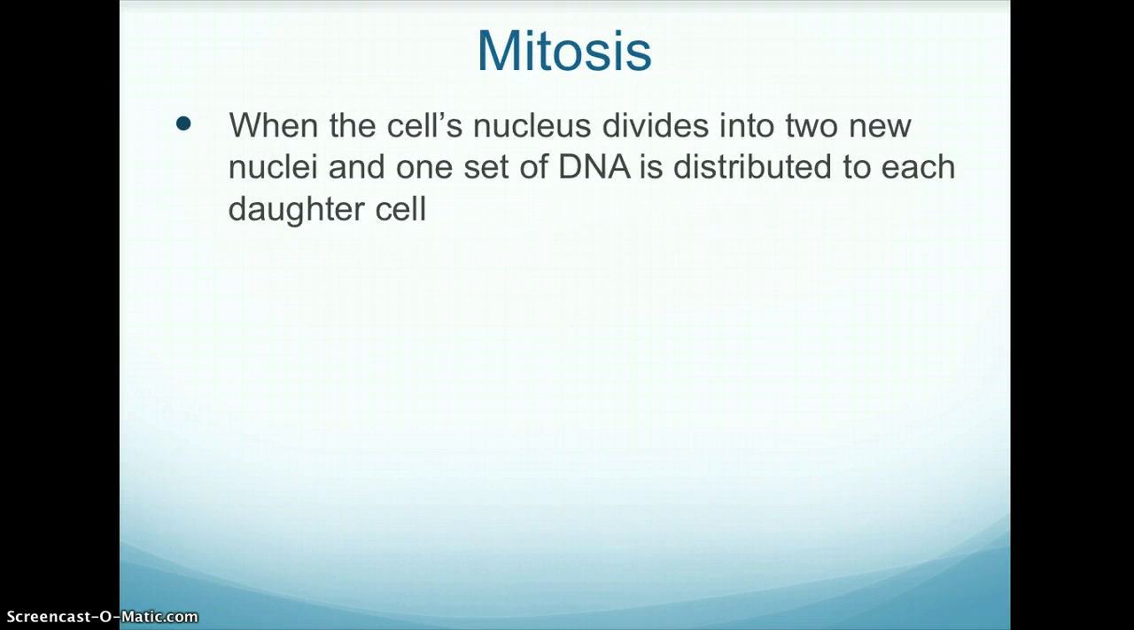The next step in the cell cycle is mitosis. This is when the cell's nucleus divides into two new nuclei, and one set of DNA is distributed to each daughter cell.